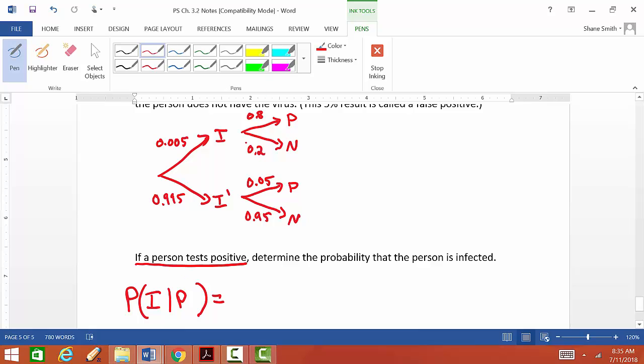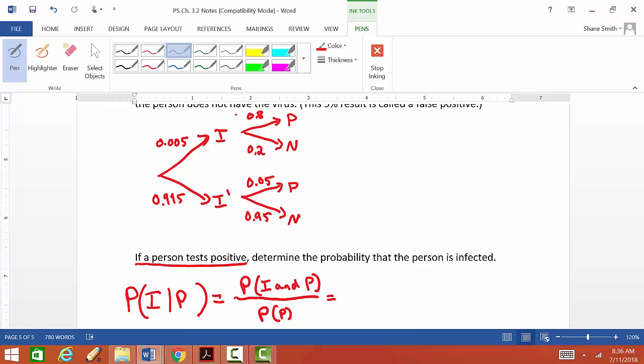And it's not 80%. 80% is the reverse of that. 80% is the probability of testing positive if I have the virus. But I don't know if I have the virus. That's the whole point of the test. So what we're going to do is use our conditional probability formula. We're going to use the probability of I and P, and we're going to divide by the probability of, and we always divide by what we're given. What's the probability of testing positive?